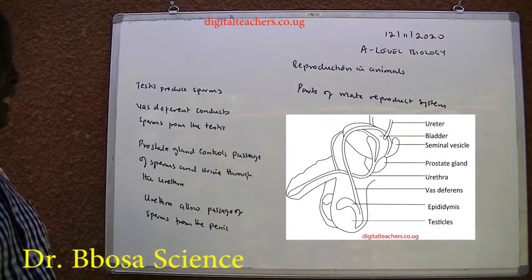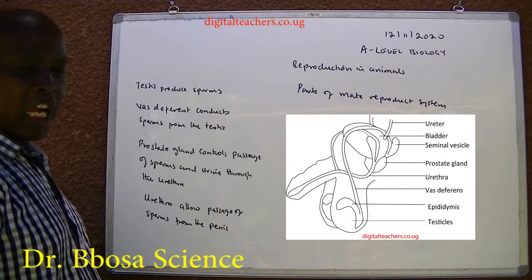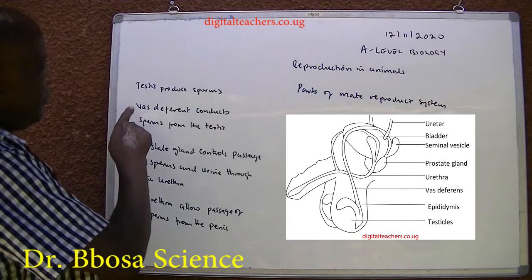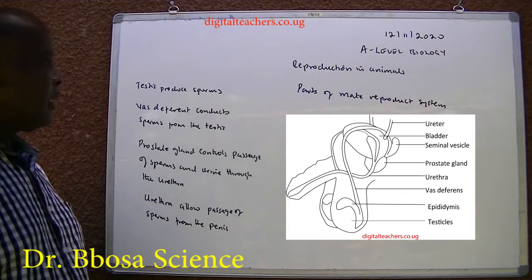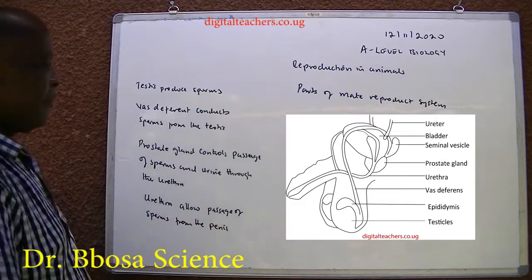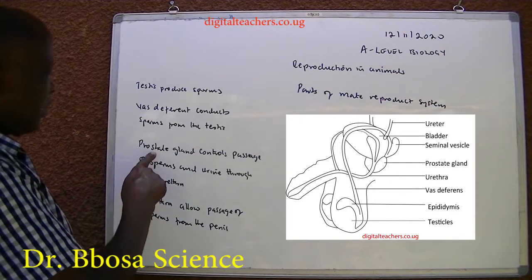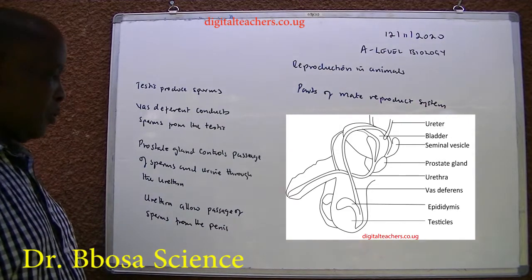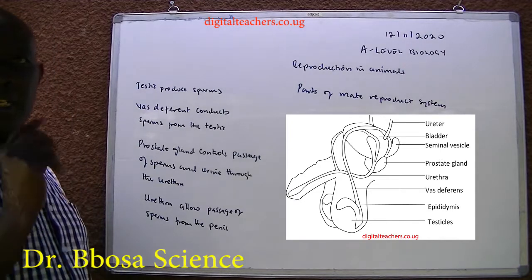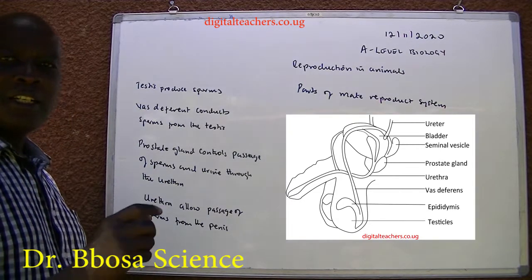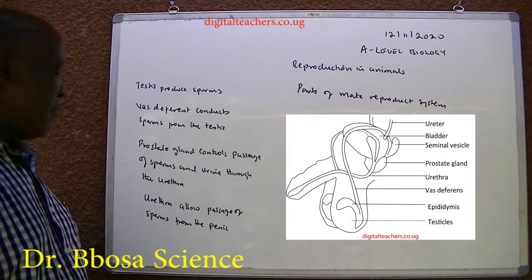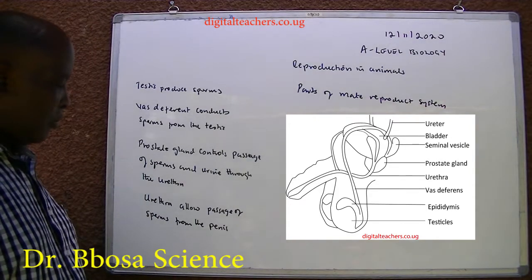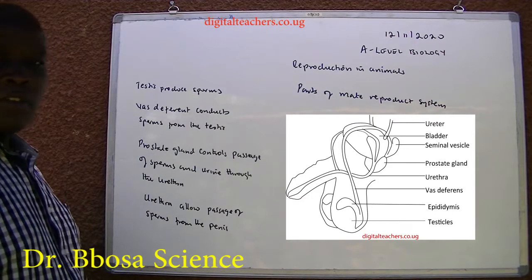Parts of male reproductive system are shown below. The testes produce sperms. Vas deferens conducts sperm from the testes to urethra. Prostate gland controls passage of sperms and urine through the urethra. It closes the urine, the sperm passes. Closes the sperm, the urine passes. The urethra allows passage of sperms from the testes to the vagina.